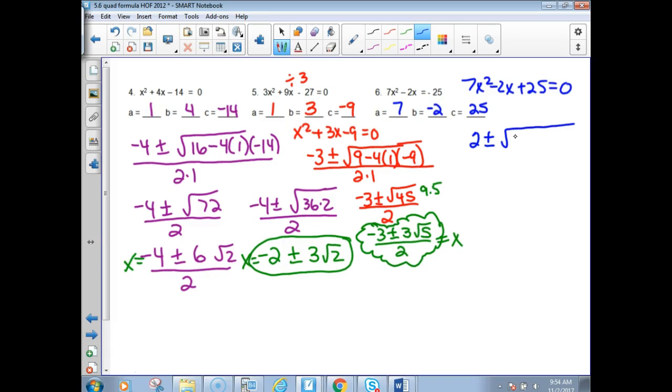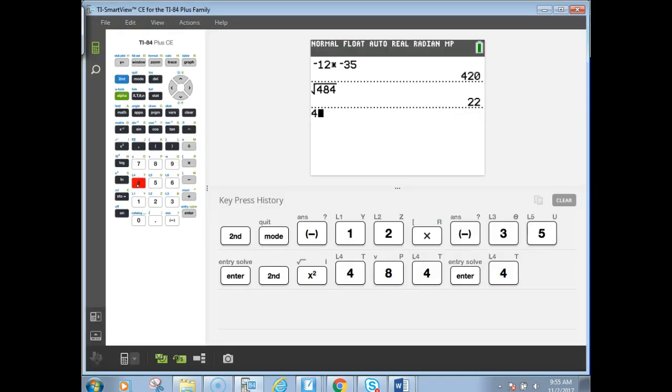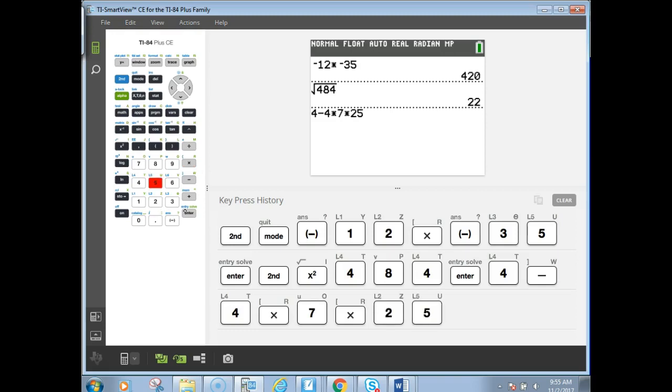So negative 2 times negative 2, in our heads we'll just write 4 instead of making the mistake of trying to type that in the calculator and forgetting to put parentheses. Minus 4 times a is 7 times c is 25. Uh-oh. I see a negative number coming. And the bottom is 2 times 7. Okay, 2 plus or minus the square root of. I'll go ahead and grab the calculator. So that's going to be 4 minus 4 times 7 times 25. And I get negative 696.